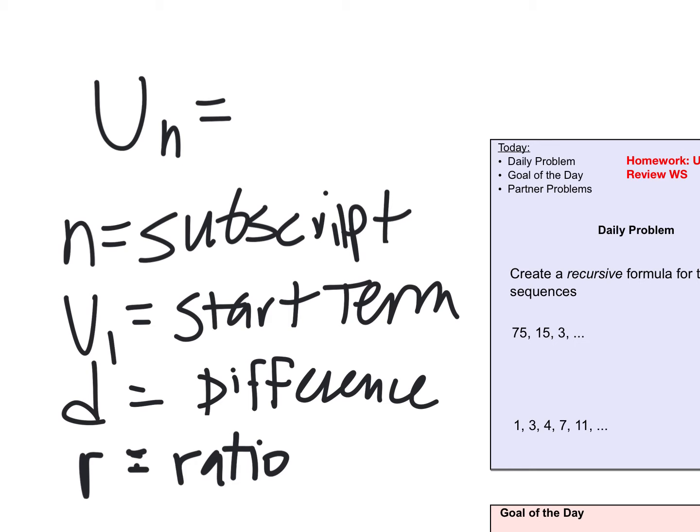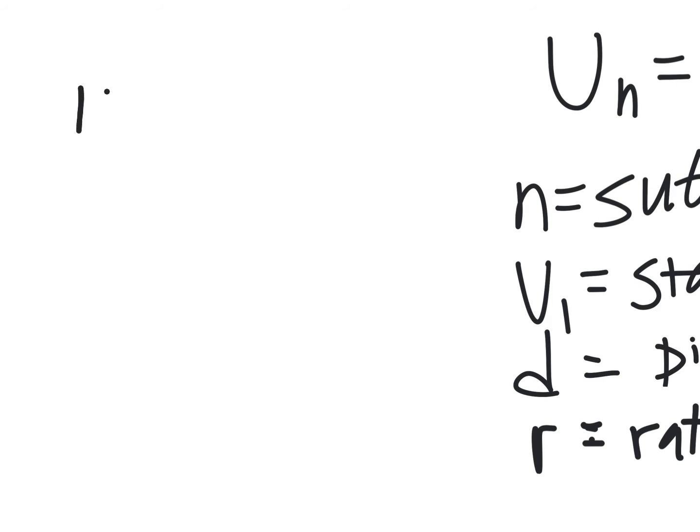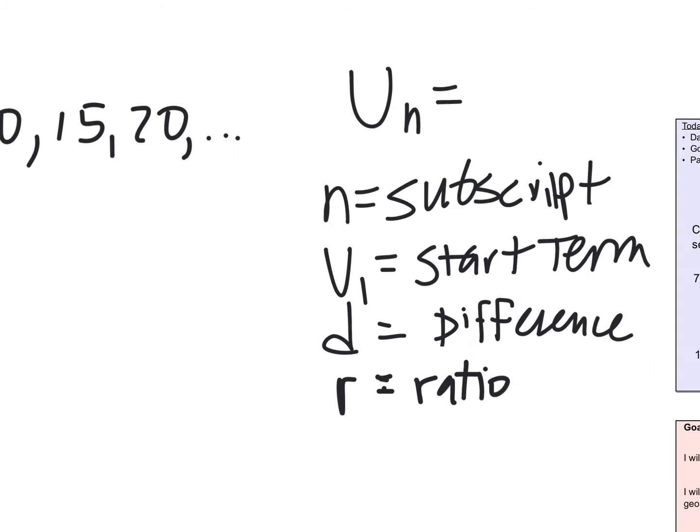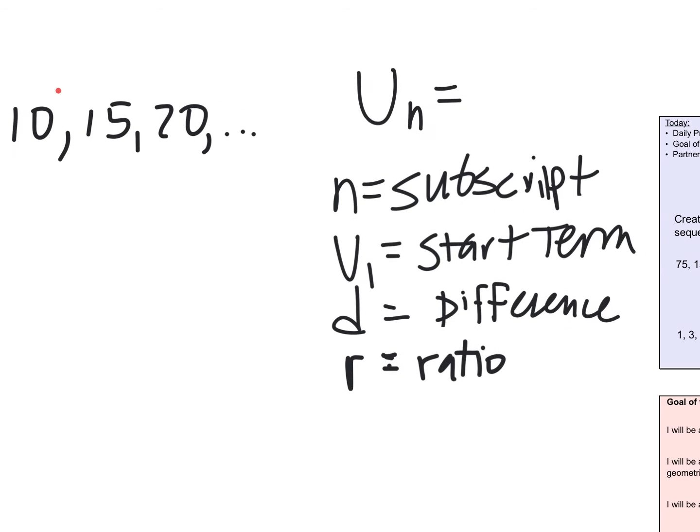So if these are the key things that are in all of your formulas, n is the subscript number, U sub 1 is the starting term, d is the difference, r is the ratio, then if I give you this one, 10, 15, 20, ... I hope you know that the common difference is subtract. You take 15 minus the 10 and you get 5. It's going up 5 each time.